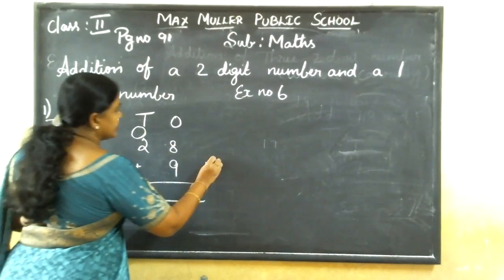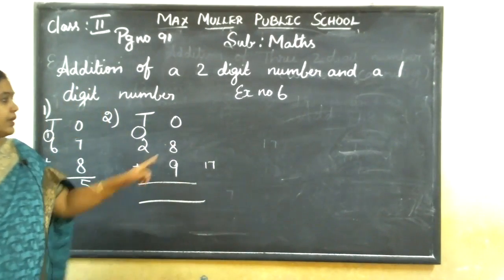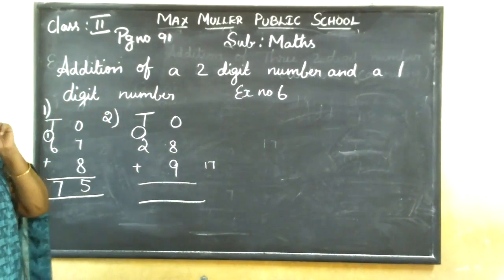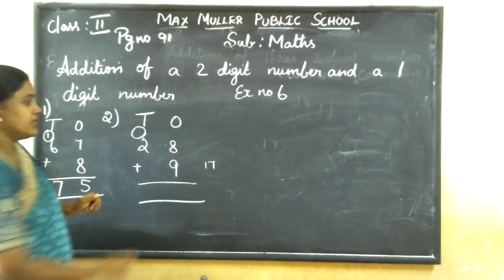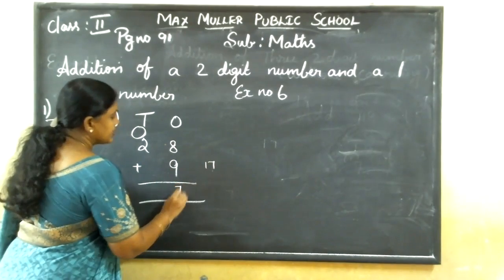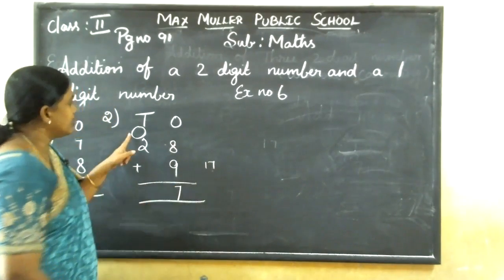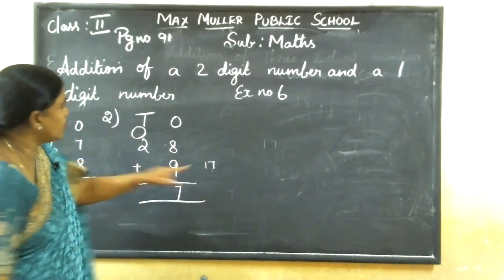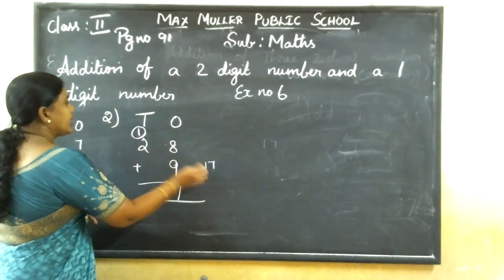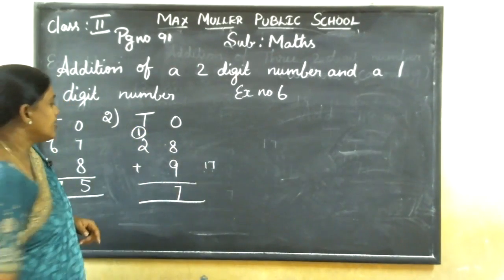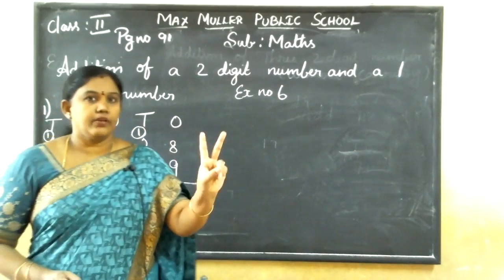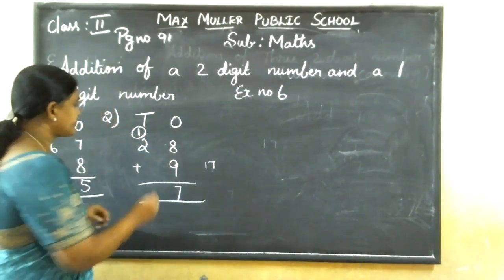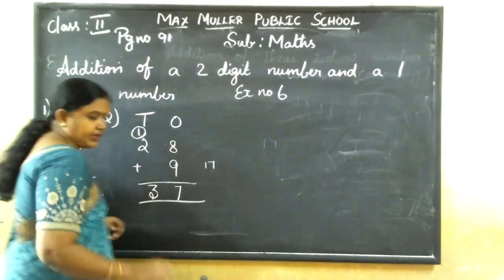17. See, which number will you write in the ones column? See, children, 17 is there. We will write 7 in the ones column. In the tens column, you will carry 1. 1 in the mind, 2 on the fingers. After 1: 2, 3. So the answer is 37.